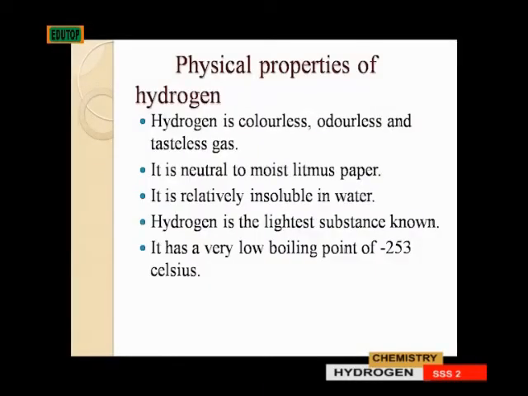Physical properties of hydrogen. 1. Hydrogen is colorless, odorless, and tasteless. 2. It is neutral to moist litmus paper. 3. It is relatively insoluble in water. 4. Hydrogen is the lightest substance known. 5. It has a very low boiling point of -253 degrees Celsius.